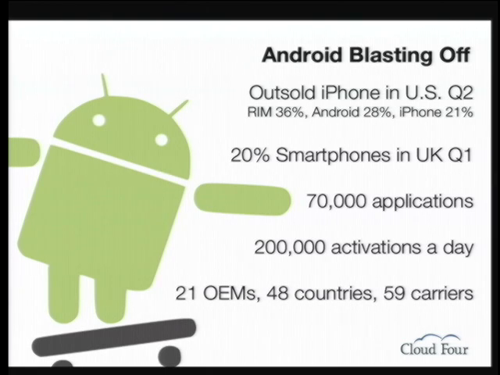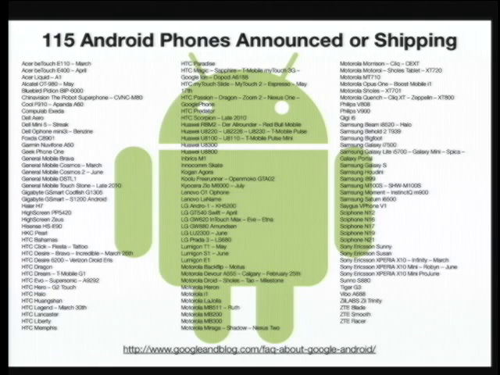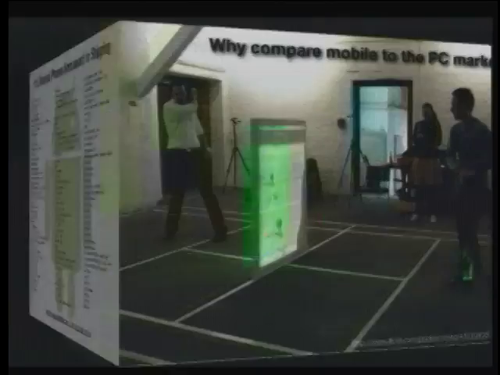So, we've been working under this assumption that that's really what matters in making decisions, and that's what people in the press keep pounding on, and I just don't see it being borne out by the market. Of course, we've got a bunch of 115 Android phones announced or shipping, and 50 more non-phone devices, and this is several months old, so I'm sure it's more than that.